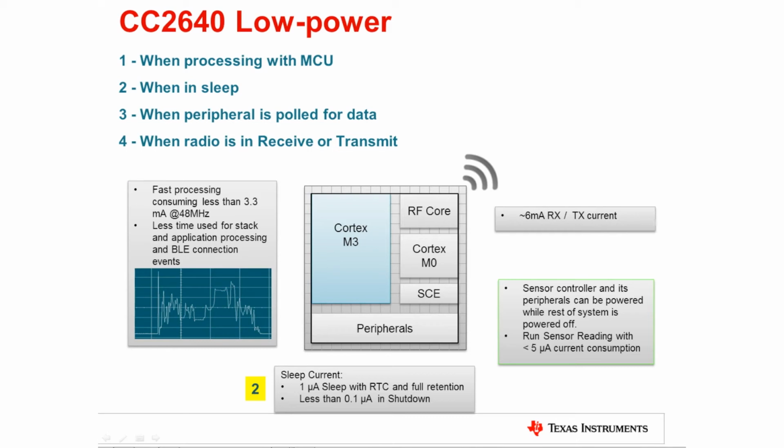Second, the CC2640 has a very low sleep current, around 1 microamp, with full memory retention and the real-time clock running. Third, TI has developed a brand new and unique sensor controller engine that can handle simple tasks such as reading the ADC input or digital sensors. The sensor controller engine, along with microcontroller peripherals, can run autonomously and enable sensor polling with less than 5 microamp current consumption. Last but not least, current consumption during receive and transmit is only about 6 milliamps.